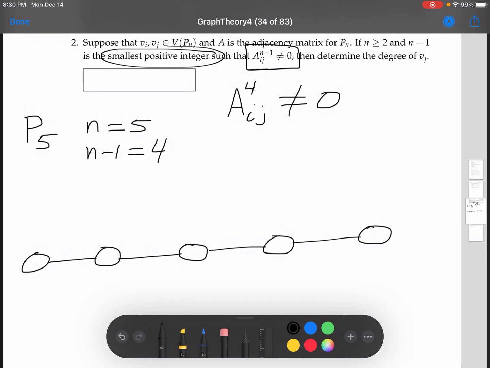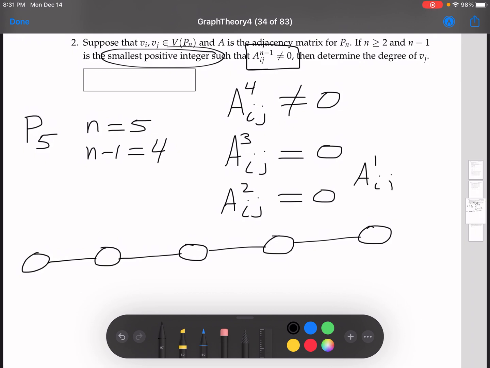And 4 is the smallest positive integer for which that's true. So because 4 is the smallest, smaller ones can't be true. So that means A cubed ij has to be 0. A squared ij has to be 0. A to the 1st ij has to be 0.